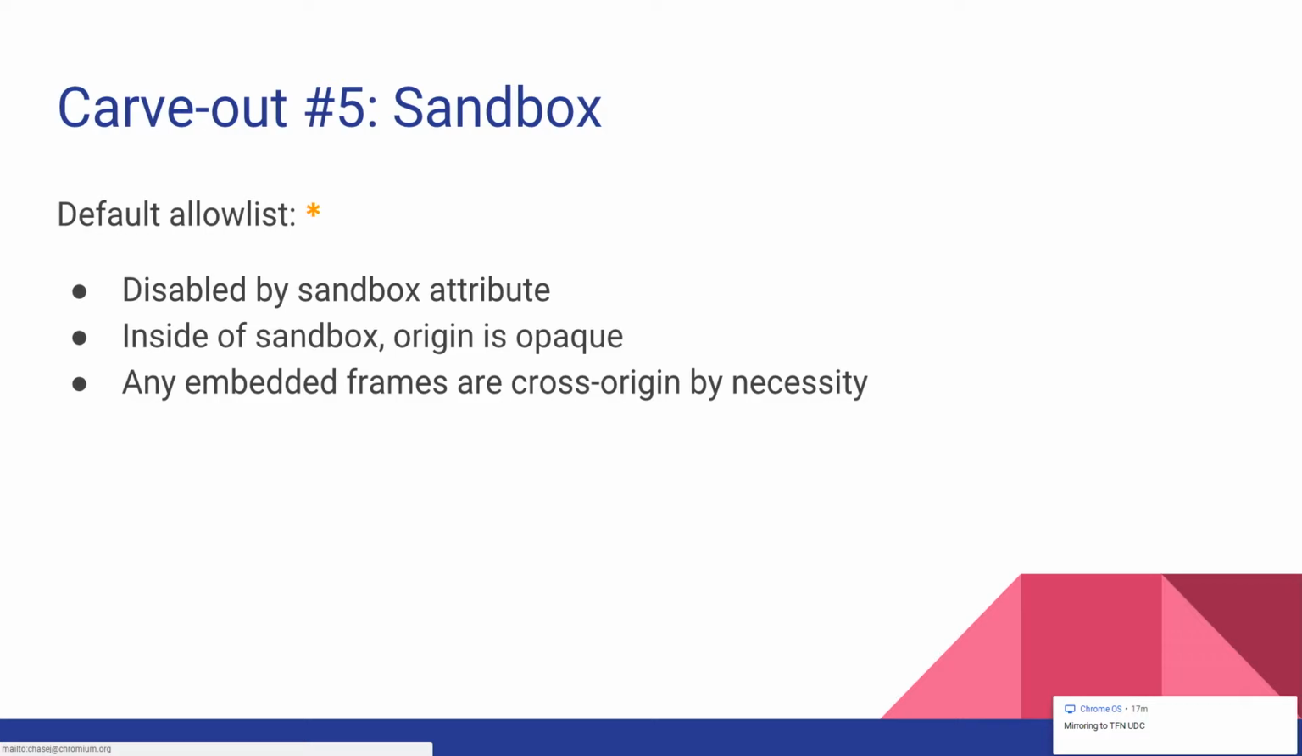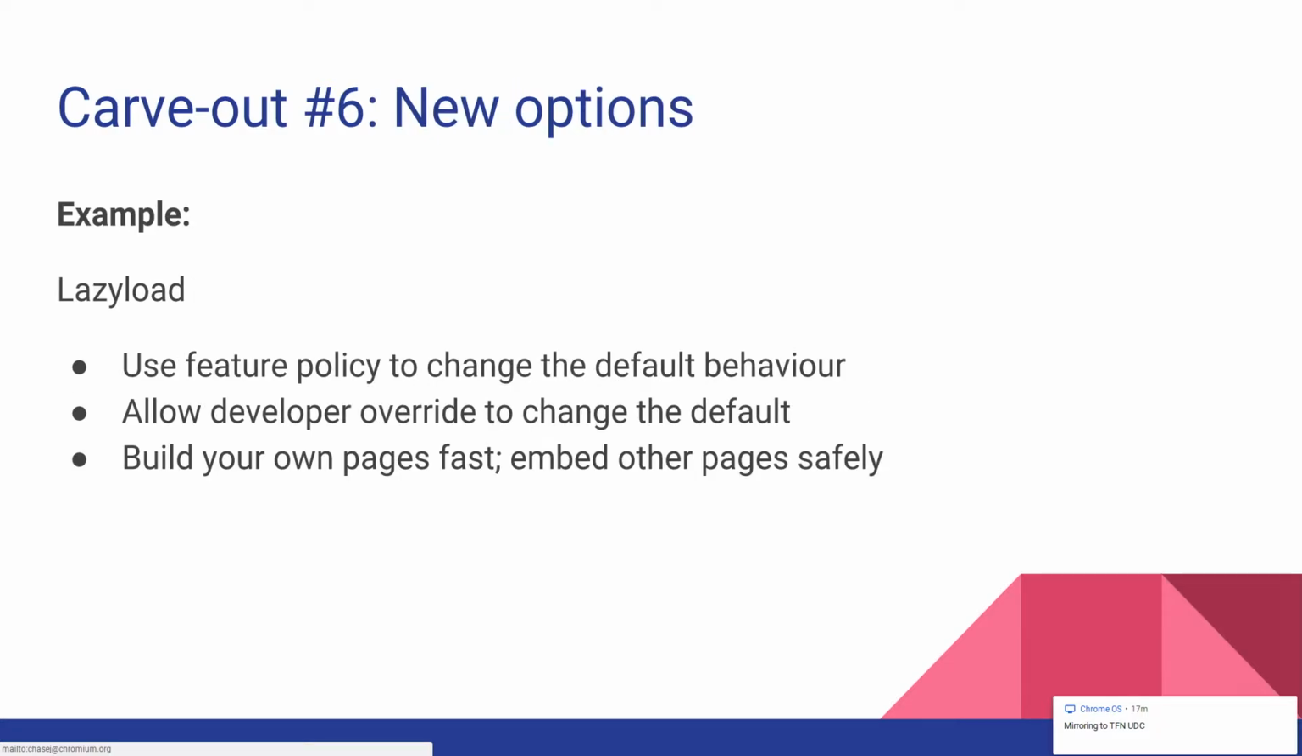An interesting thing to note is that inside of a sandbox, all the origins are opaque. Therefore, we have to treat all origins inside of a sandbox as cross-origin. In addition, with feature policy, we might be able to change the default behavior. For example, with feature policy, we can have a web developer select images to use lazy load inside of an iframe.